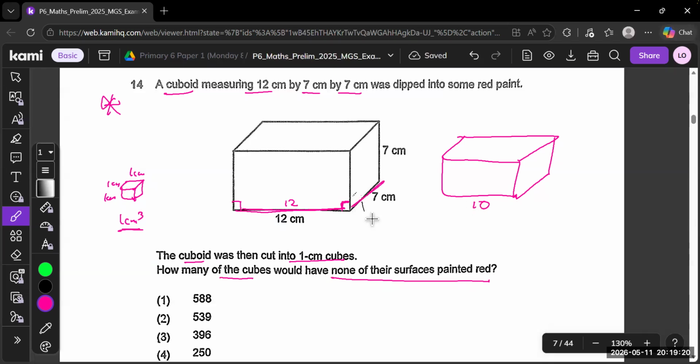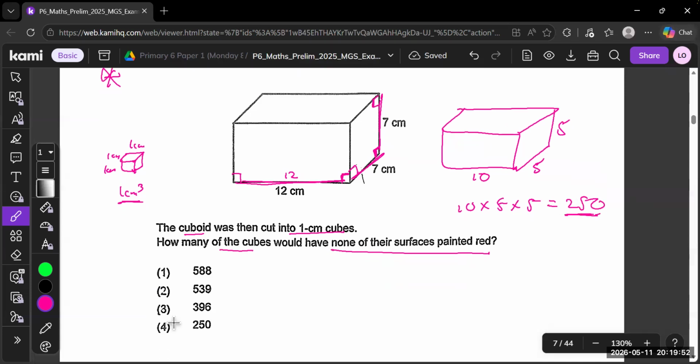Do the same thing for the breadth. There's one corner here, there's one corner here. 7 minus one corner on each side, that will be 5. And then the height is also 7 cubes, right? So you take out one corner here and one corner here, and then you get 5. And then you can find the length times breadth times height. 10 times 5 times 5, you will get 250. These are the cubes that are not painted at all, and that's your answer. Then you ask me, now why?